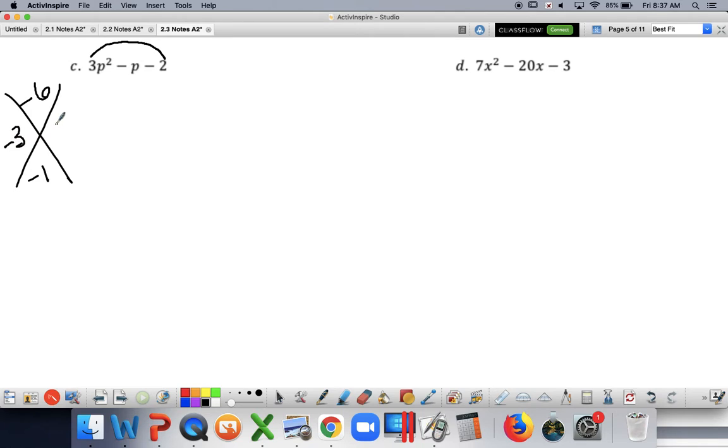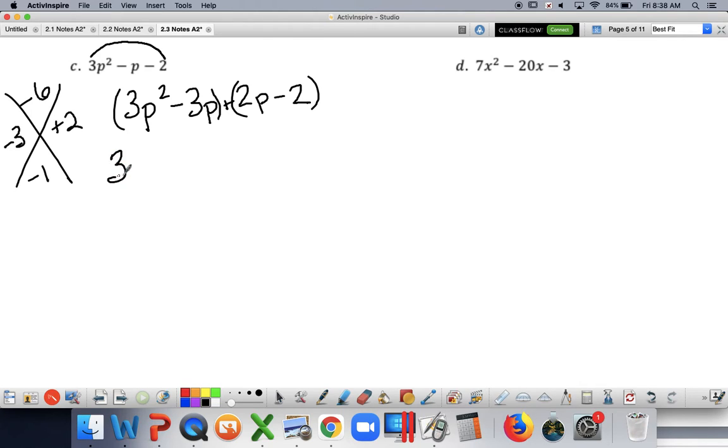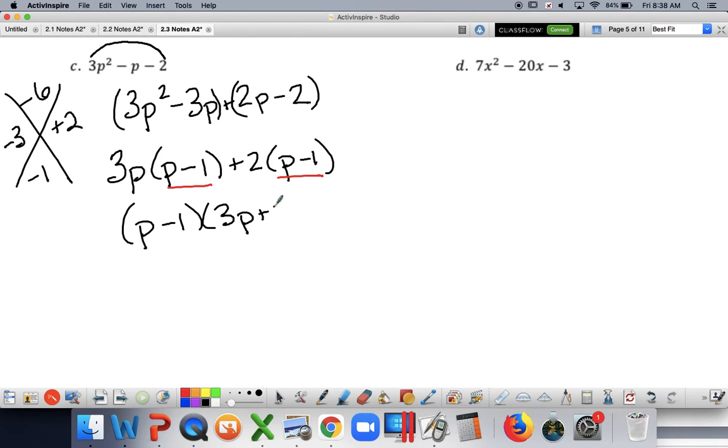I've got negative 3 and positive 2. I'm going to come back and rewrite my expression. And then I'm going to group and see, okay, I've got this, I've got this. I'm going to factor out my GCF up front and my GCF in the back. And again, I'm double, triple checking that these two match each other. I factor out my p minus 1, and what I have left over is my second factor, 3p plus 2.